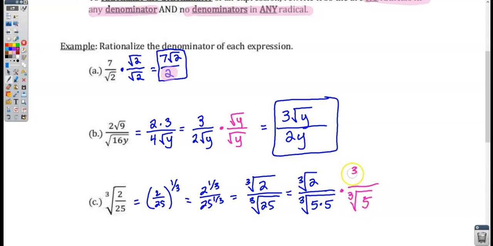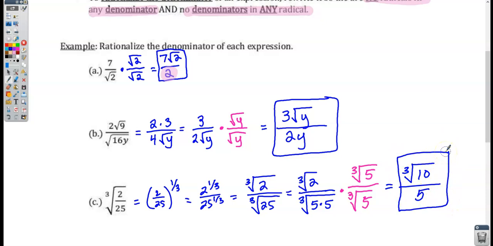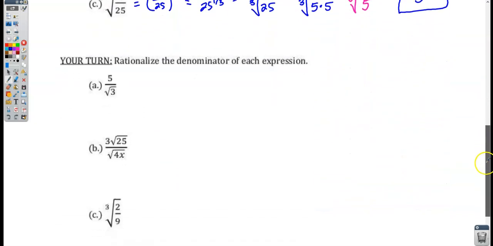And then I need to also multiply the numerator by the same thing in order to maintain the value of the fraction. And so now this ends up being the cube root of 10 over the cube root of 125, which is just 5. And there we are with our final rationalized answer. All right, let's keep moving along.